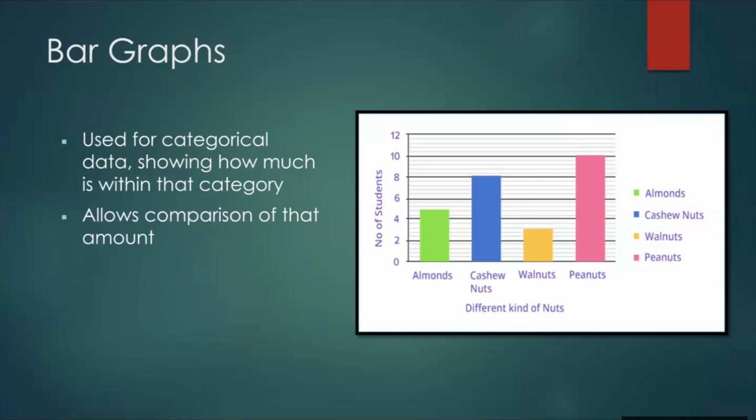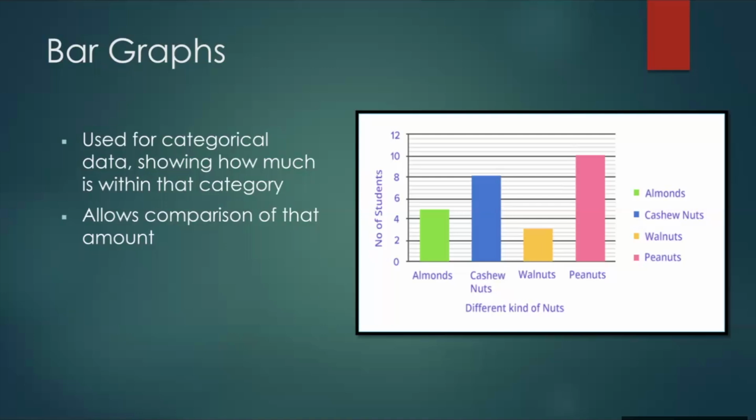And then on the left-hand side, we have number of students. I'm assuming this is representing the number of students that voted for their favorite kind of nut, or maybe number of students who eat those kinds of nuts, that sort of thing. So first we have almonds, all right?